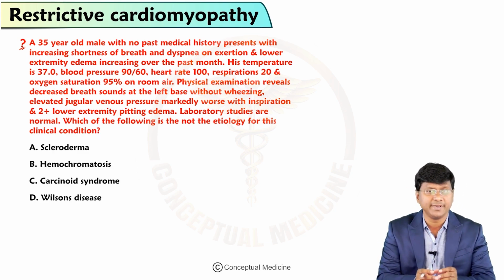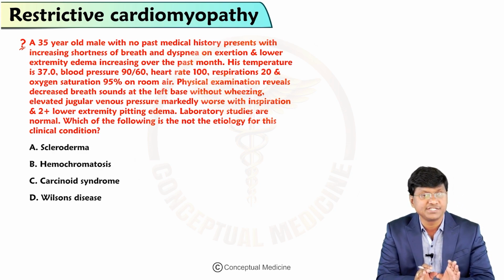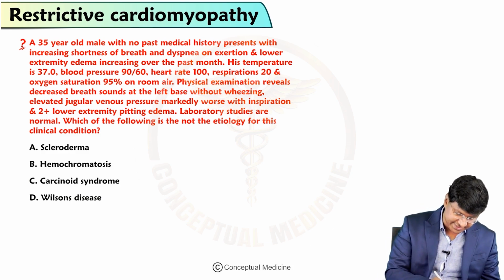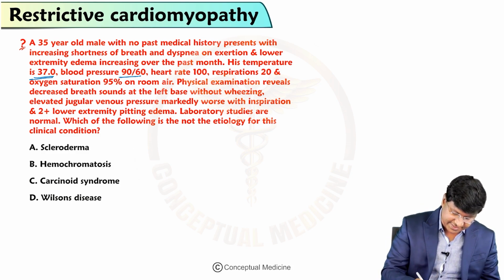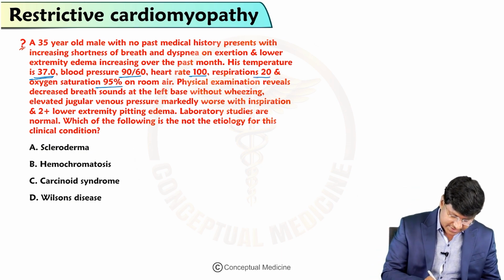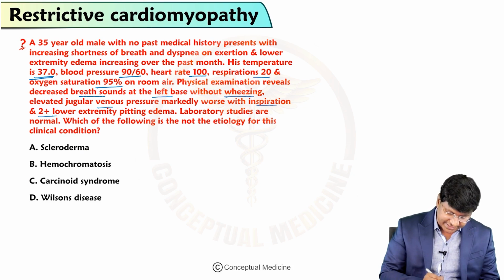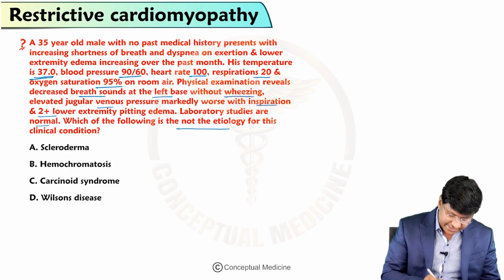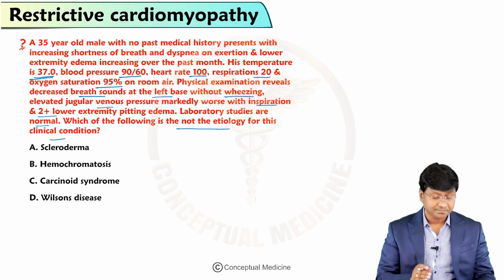A 35-year-old male with no past medical history presents with increasing shortness of breath and dyspnea on exertion, lower extremity edema increasing over the past month. His temperature is 37 degrees centigrade and blood pressure 90/60, heart rate 100, respiration 20 and oxygen saturation 95% on the room air. Physical examination reveals decreased breath sounds at the left base without wheezing, elevated JVP markedly worse with inspiration, 2+ lower extremity pitting edema. Laboratory studies are normal. Which of the following is not the etiology for the clinical condition?